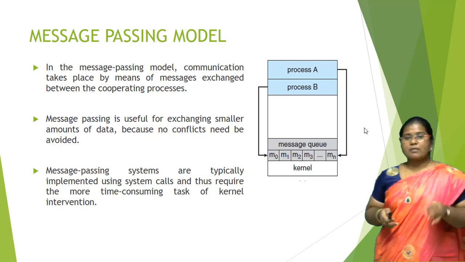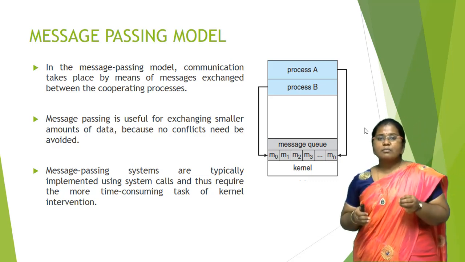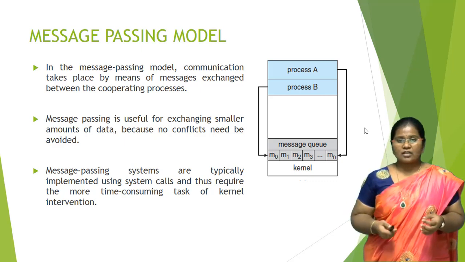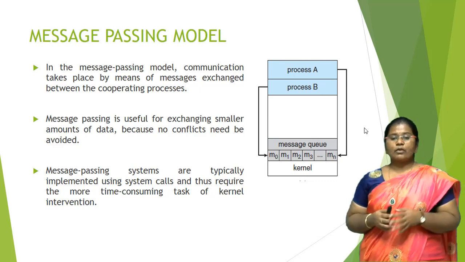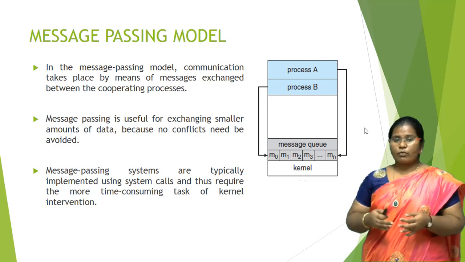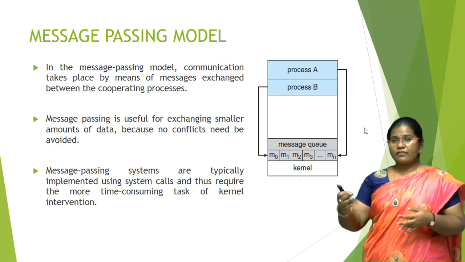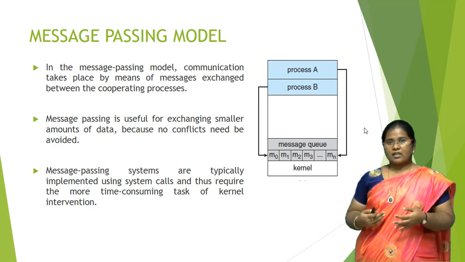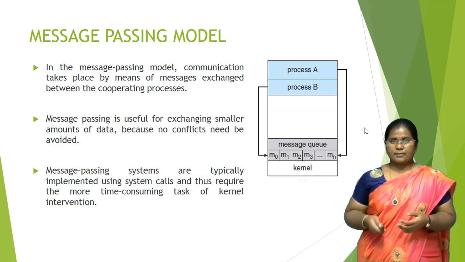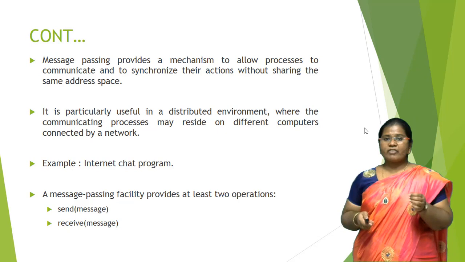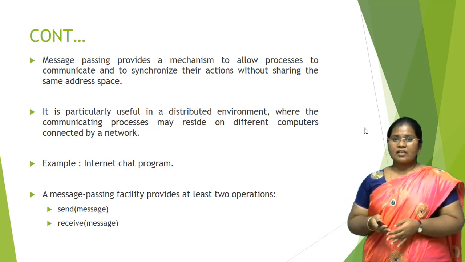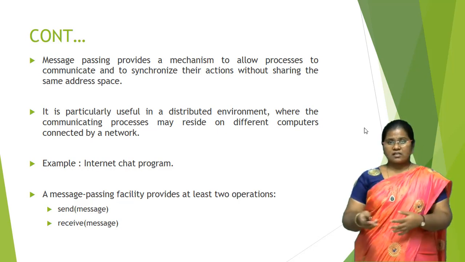This message passing model is mainly designed only for small data transmissions, to provide communication for smaller amounts of data. The message passing models are completely implemented using system calls. If you want to send a message, you need to execute a system call. If the receiver process wants to receive a message, it has to execute a system call by the operating system. This mechanism allows the processes to communicate with each other, as well as to synchronize with each other, that is, one after the other can access the mailbox.